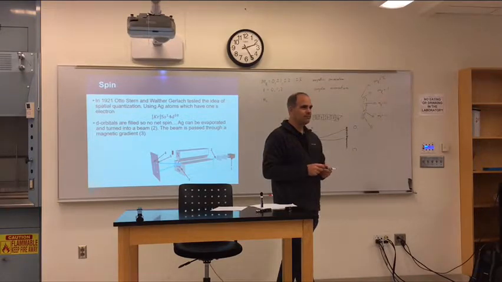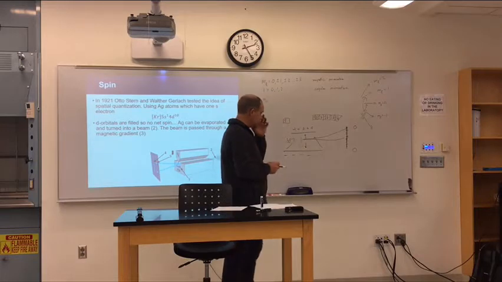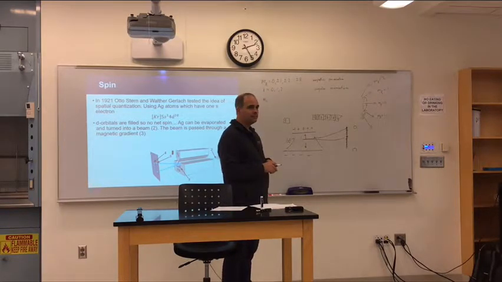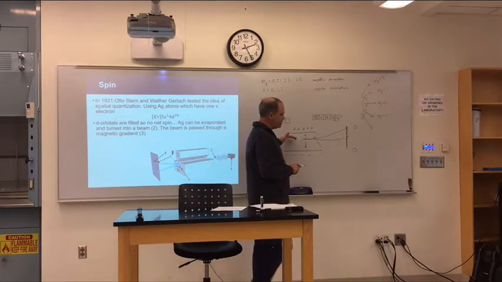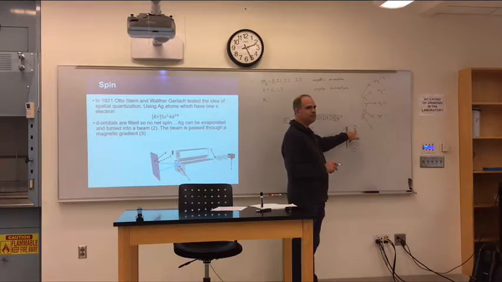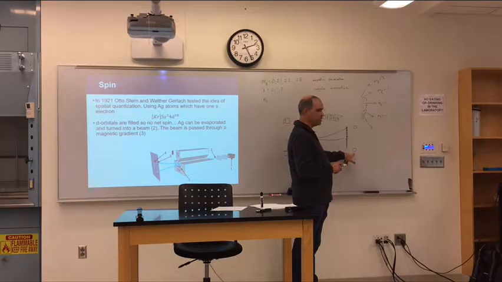So when you say up spin, down spin, what does that mean? It's essentially like a bar magnet pointed up or a bar magnet pointed down. So it will either interact positively with the magnetic field or negatively with the magnetic field. So when it interacts positively with the magnetic field, we get this spot. When it is oriented such that it interacts negatively, it's this.